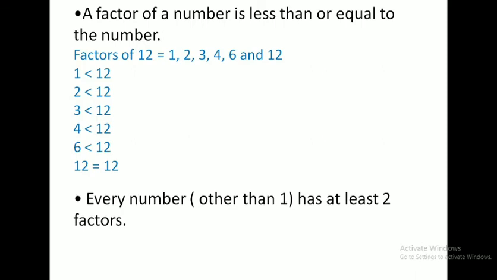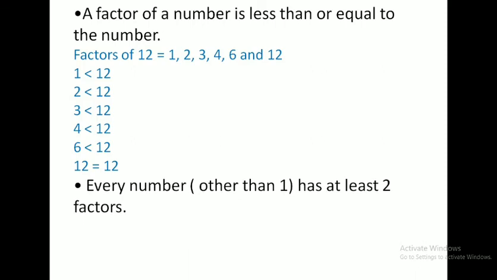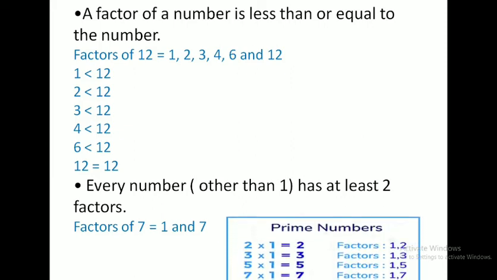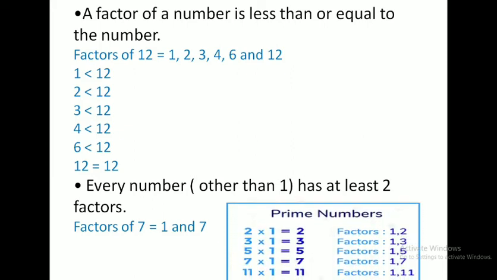The fourth property, children, every number other than 1 has at least 2 factors. You can see the example. Factors of 7 are 1 and 7 only. So mostly prime numbers are covered in this property. Every number other than 1 has at least 2 factors.